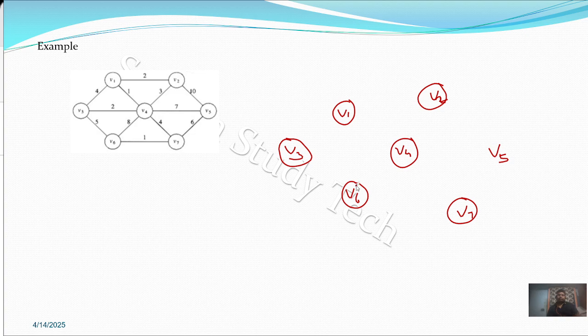Now, for the first step, is there any loop or parallel edge in this graph? There is no loop and no parallel edges, so directly you can go to the second step. What is the second step? Arrange the edges in ascending order.